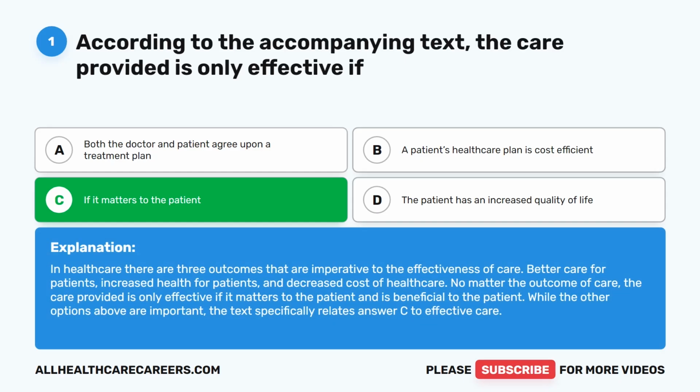In healthcare, there are three outcomes that are imperative to the effectiveness of care: better care for patients, increased health for patients, and decreased cost of healthcare. No matter the outcome of care, the care provided is only effective if it matters to the patient and is beneficial to the patient. While the other options above are important, the text specifically relates answer C to effective care.